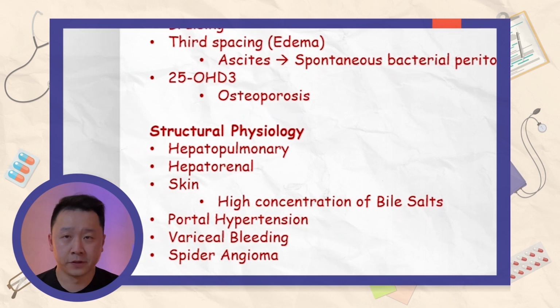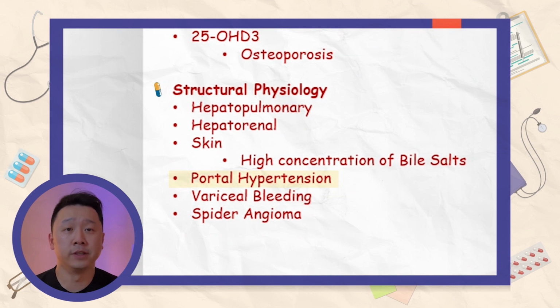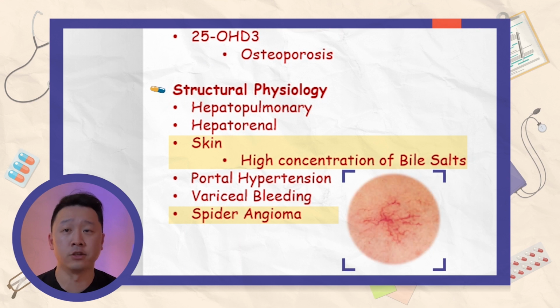In the structural physiology component, due to the increased pressure in the portal vein, there is a backup of fluid, which leads to an increase in pressure known as portal hypertension. And if the pressure is high enough, some of these vessels may pop, and this is known as variceal bleeding. Some of the clinical manifestations on our skin that may be seen in patients with high portal hypertension are what's known as spider angiomas.